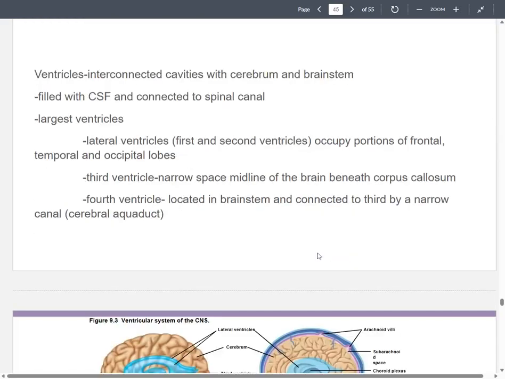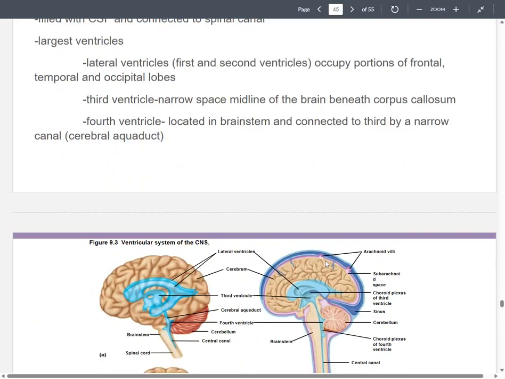What's the purpose of these ventricles? They are interconnected cavities that are filled with cerebral spinal fluid. Essentially, what they're doing is they are spaces located inside the brain to enable CSF to flow inside the brain to regulate those ions that we mentioned earlier. That's their purpose. They're to help with that regulation so that the nerves can function correctly.